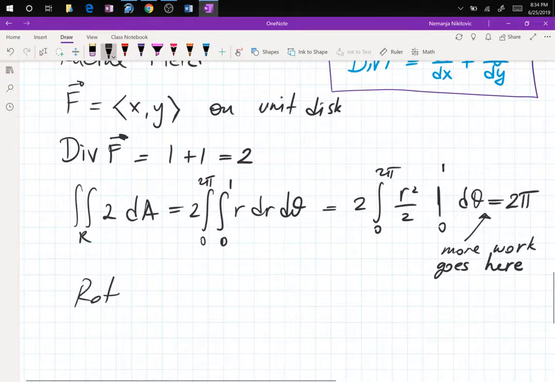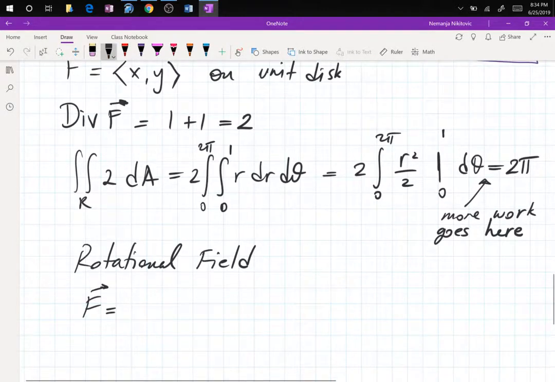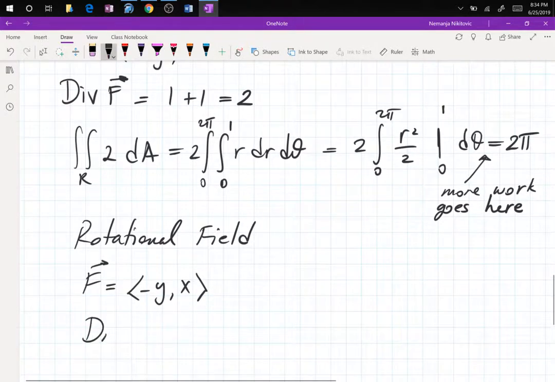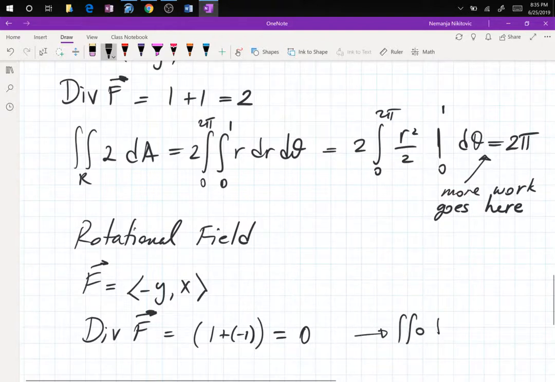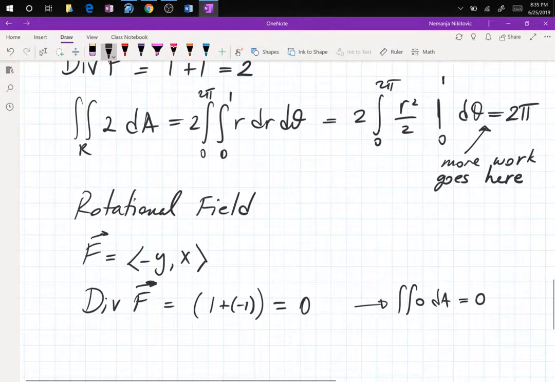If you try to do this on a rotational field, you will fail, because the rotational field is negative y, x, and as soon as you calculate the divergence of the rotational field, you will get 1 minus 1. It was dg dx plus dy, so you get a 0. Plus negative 1 is equal to 0. So the integral of 0 dA will give you 0 at the end, because the height is 0.